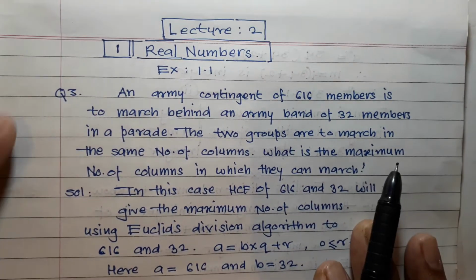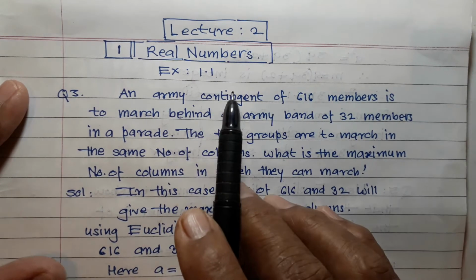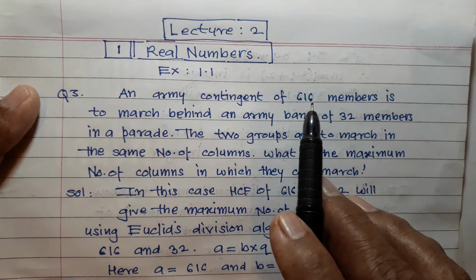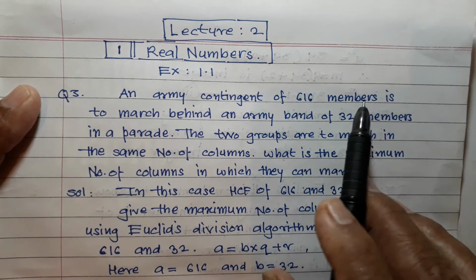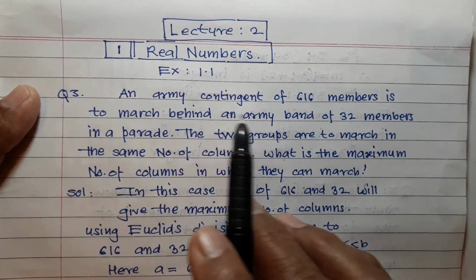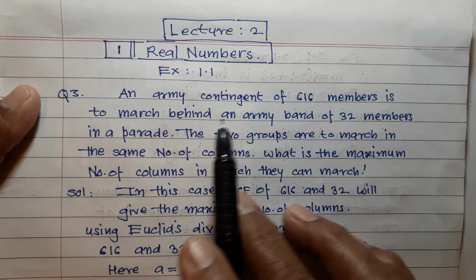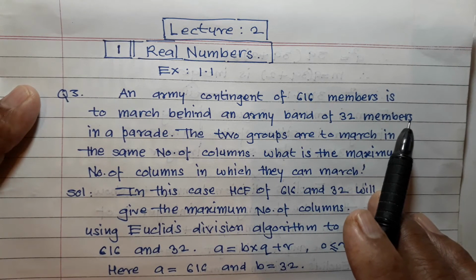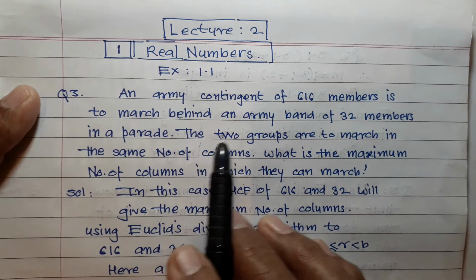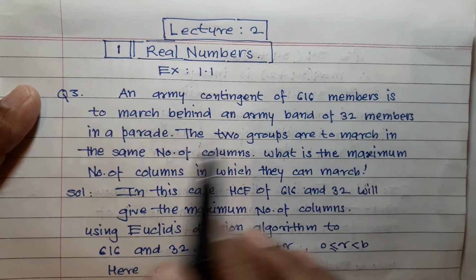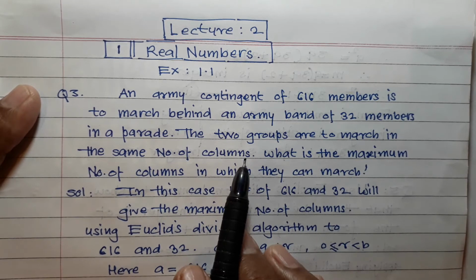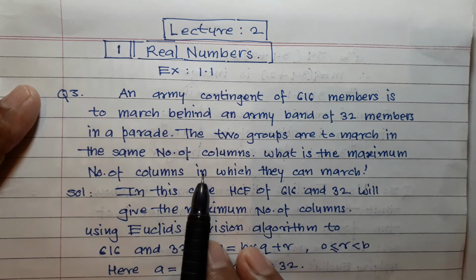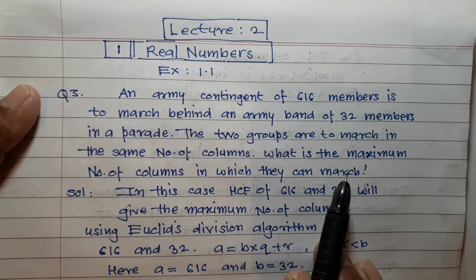Question number 3. An army contingent of 616 members is to march behind an army band of 32 members in a parade. The two groups are to march in the same number of columns. What is the maximum number of columns in which they can march?